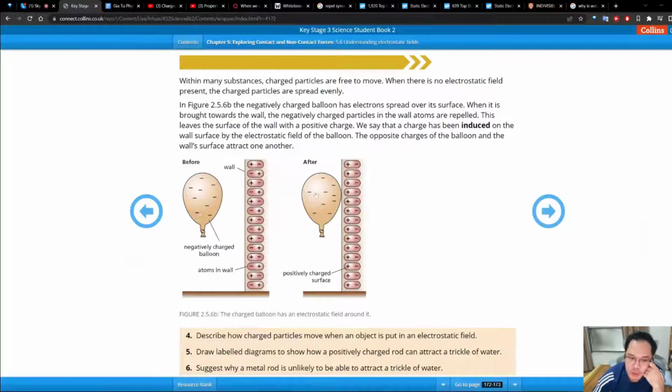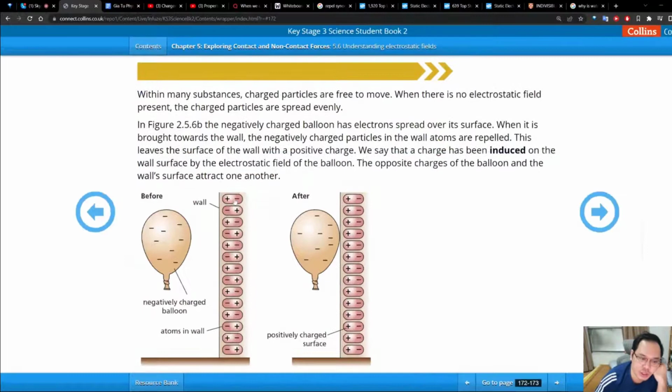When the balloon is brought in contact with the wall, the negative charge, meaning the electrons on the balloon, will repel the electrons on the wall. In the picture here, initially the electrons and protons, the positive and negative charges, are distributed evenly. The wall is neutral, meaning it is not charged. But when the balloon is close to the wall, its electrons repel other electrons on the wall, making the side of the wall in contact with the balloon positively charged. The positive and negative charges attract each other, making the balloon stick to the wall.